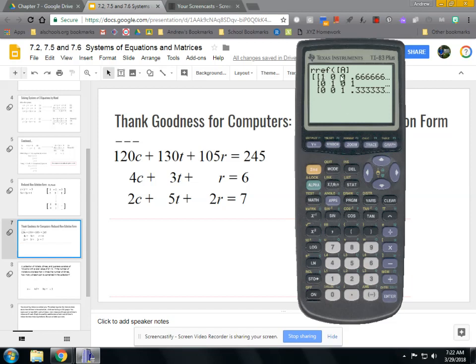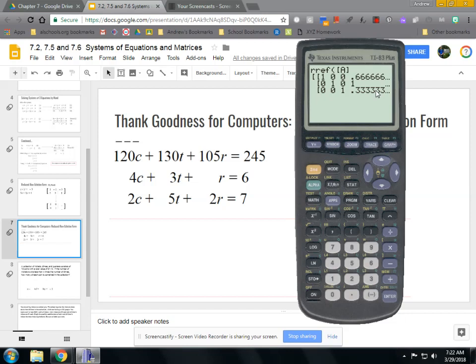I've got 1, 0, 0, so I've got 1 Cheerio is going to give me 0.6 repeating, which is 2/3. I've got 1 Cinnamon Toast Crunch, gives me 1 serving of Cinnamon Toast Crunch. And I've got 1 for the Rice Krispies, gives me 1/3 of a serving Rice Krispies.